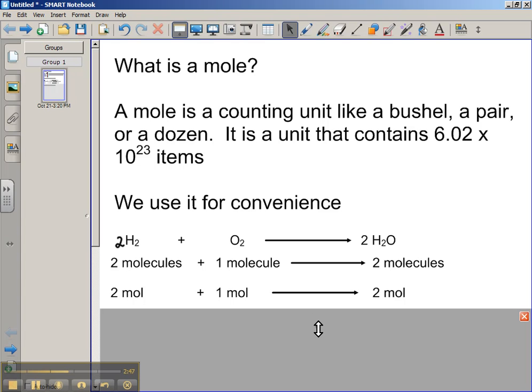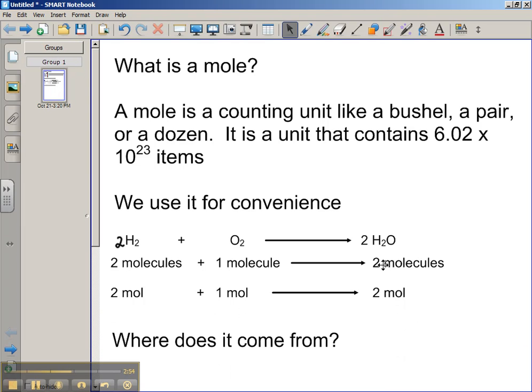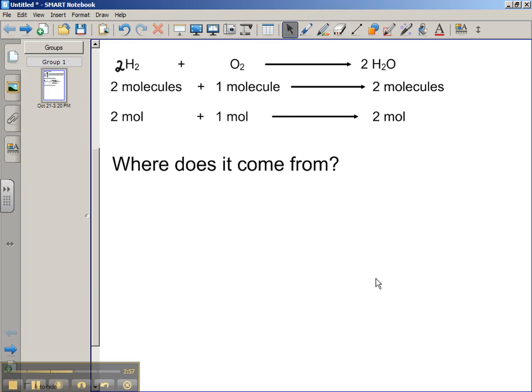Now, why is it so convenient? It's so convenient because it allows us to relate number of molecules to the atomic mass on the periodic table. So where does it come from? Where does this 6.02 times 10 to the 23rd come from? Well, we know that the mass of a proton is about equal to the mass of a neutron, and that's equal to 1 AMU, and that's equal to 1.66 times 10 to the minus 24 grams.